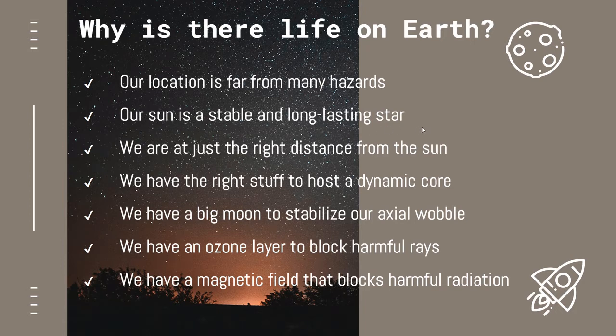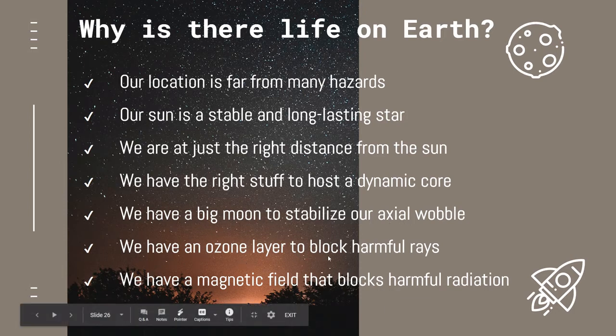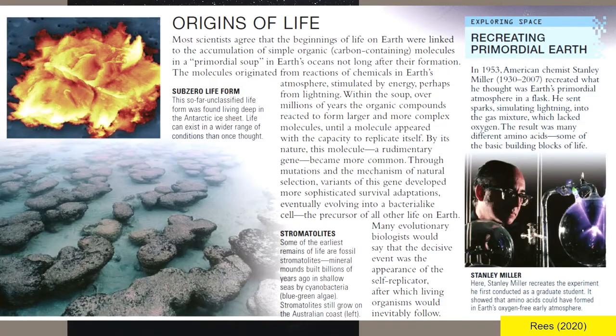Our sun is also the source of energy of life on our planet, and we are just at the right distance away from it. We also have the right stuff to host a dynamic core. We have a big moon to stabilize our axial wobble, and we have an ozone layer to block harmful rays, enabling life to exist. And we have a magnetic field that blocks harmful radiation from the cosmos.